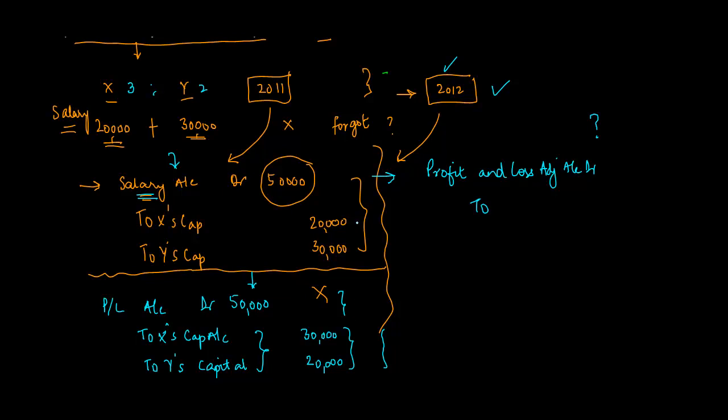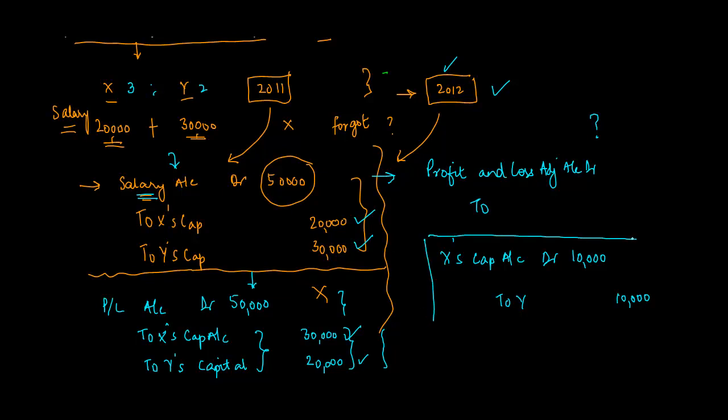The correct entry would have been, you would have credited X's capital account by 20,000. But what did you do? You credited it by 30,000. So X's capital account actually needs to be debited. Let's take it like this: X's capital account should be debited by 10,000. Y should have got a credit of 30 while he got only 20. So Y should be credited by 10,000. So this is one of the methods which you can use to pass the entry.